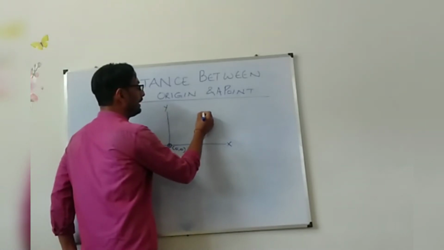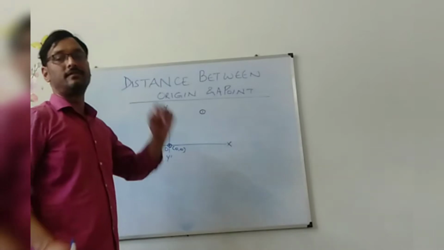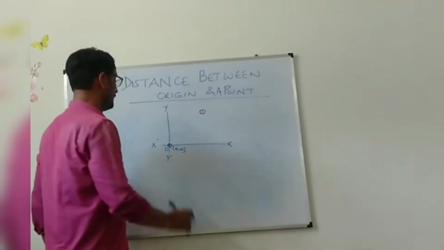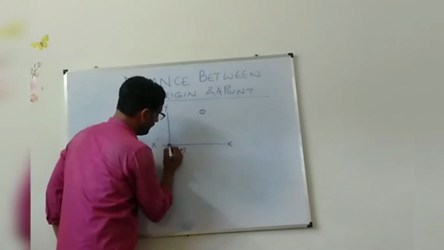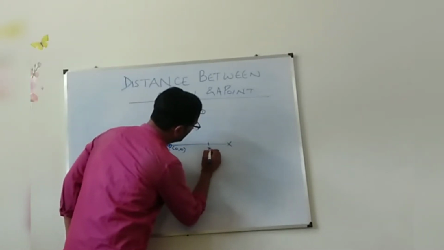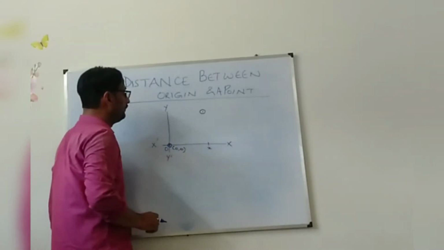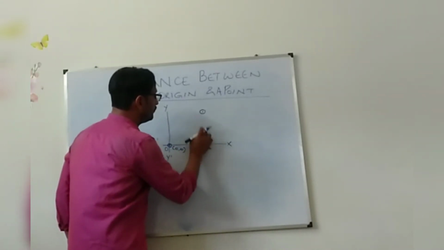And suppose another point is over here. So what would be its coordinate? To reach over here, what you need to do? First you have to move up to this. Up to x you need to move. Then you have to move up to this.